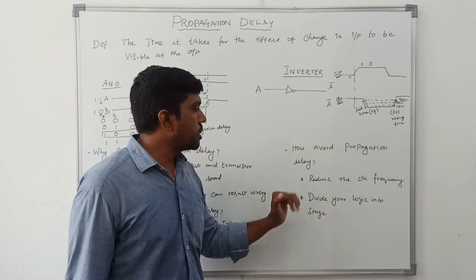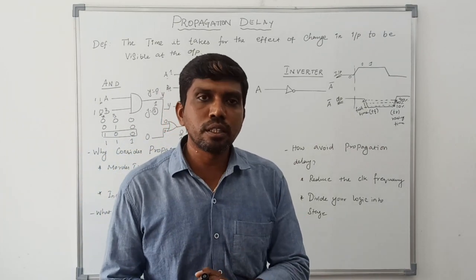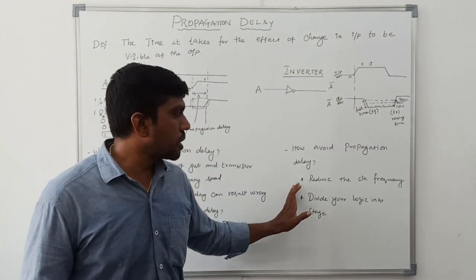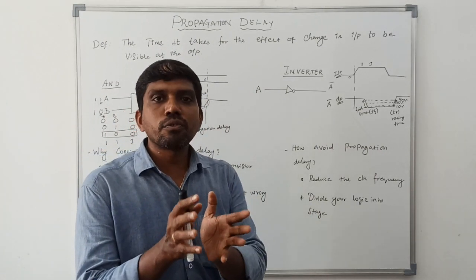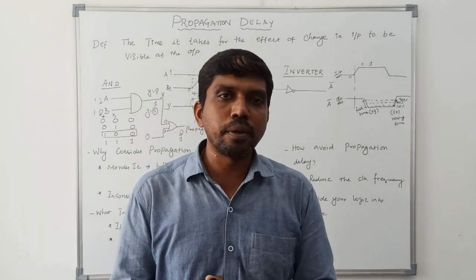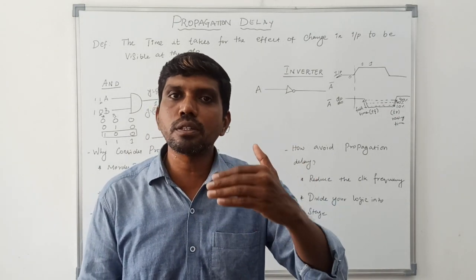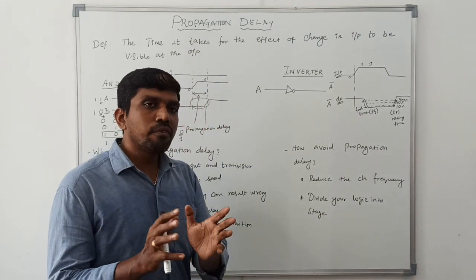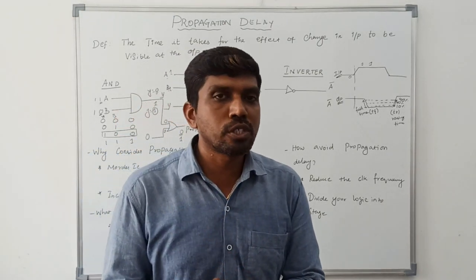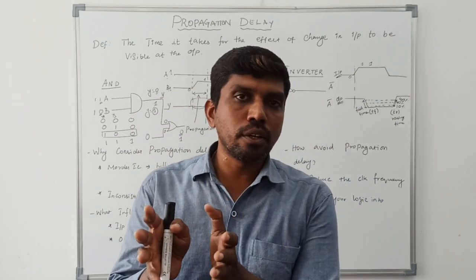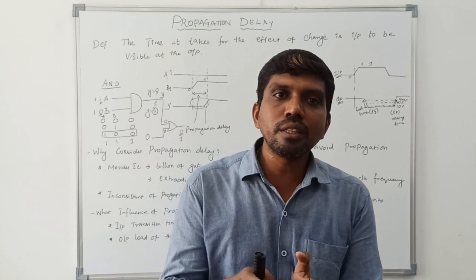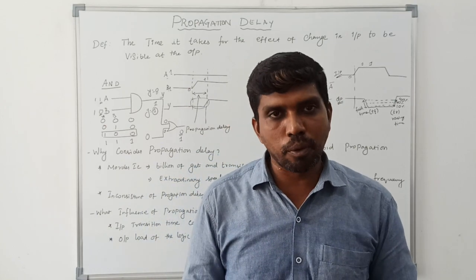So how do we avoid the propagation delay? We use two methods. The first method is to reduce the clock frequency. The clock frequency is proportional to the speed of operation, so if the clock frequency is reduced, the speed of operation is also reduced. The second method is to divide your logic into small stages. The length of the circuit is divided into small portions. Using this strategy also we avoid the propagation delay.